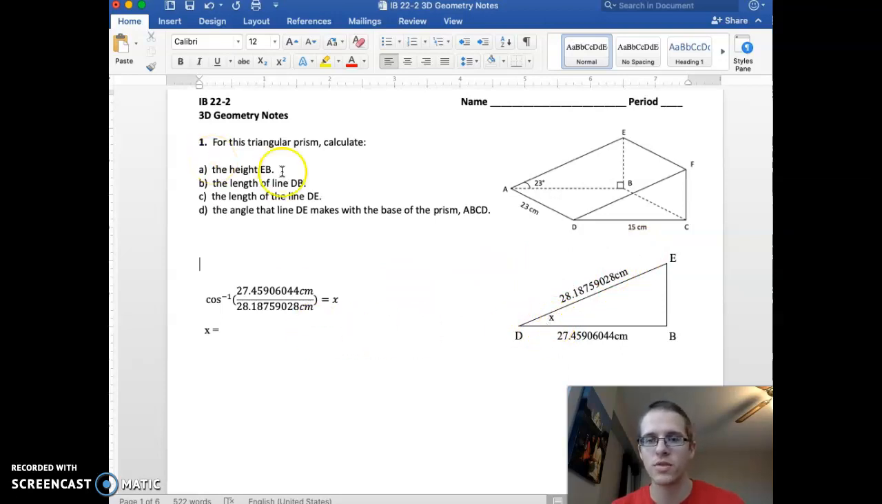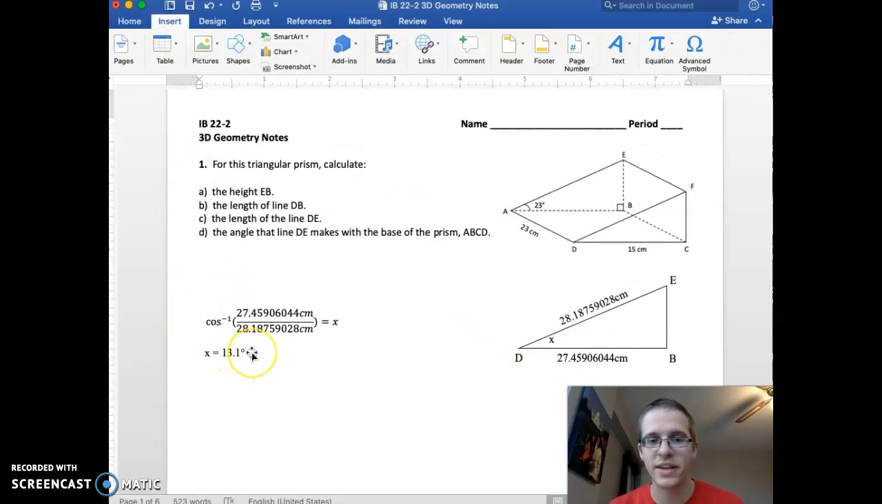So if you don't know where that comes from, take a peek, look back at your trig functions, and I'll pop up the answer real quick. Final answer, I'm going to round it to 3 sig figs, is 13.1 degrees. Degrees is my units. That is the measure of that angle. So that is part D.